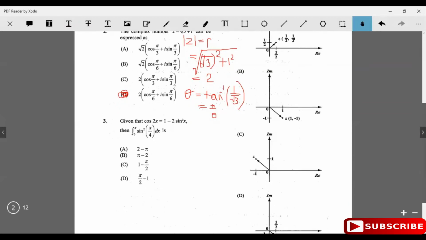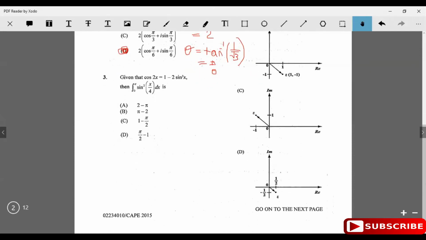Question 3. It says, given that cosine 2x is equal to 1 minus sine square x, then the integral from 0 to pi of sine square is equal to? Then 2 sine square x will equal to 1 minus cosine 2x. And then you divide both sides by 2. Very good. So as you rightfully said, make sine square the subject first.